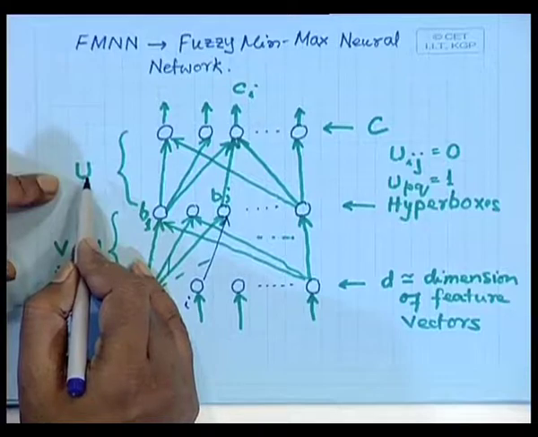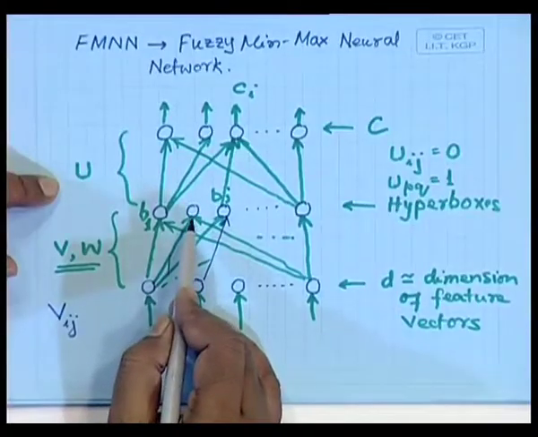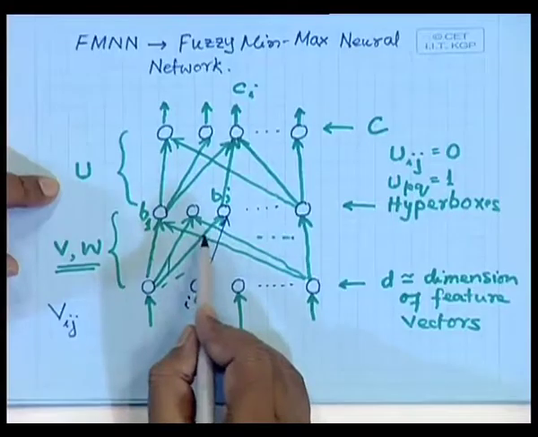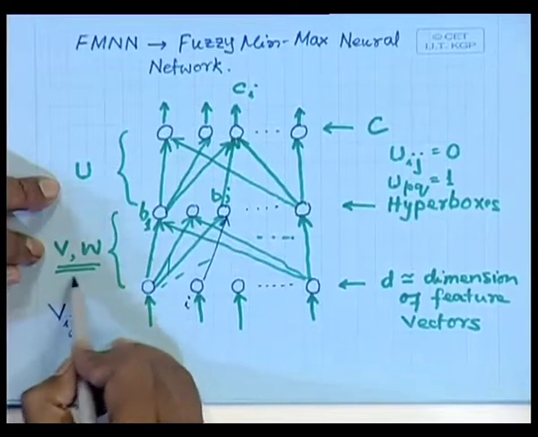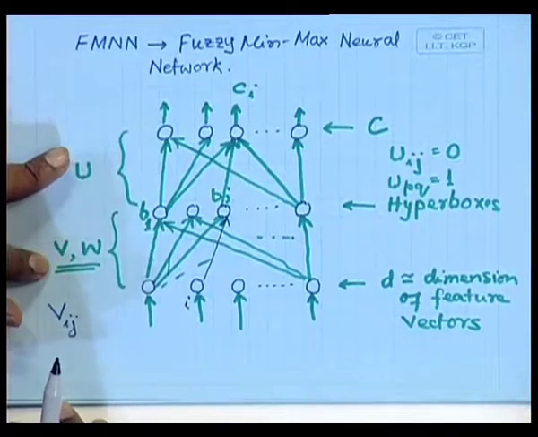Is that okay? Next time I get the second point. The second point may either belong to the same class C1 or to another class. If it belongs to another class, then I have to create another node in the middle layer corresponding to another hyperbox, and that will also be a point hyperbox, because I have not encountered any point belonging to that class earlier. Accordingly I have to enter the information in V matrix, W matrix and U matrix.